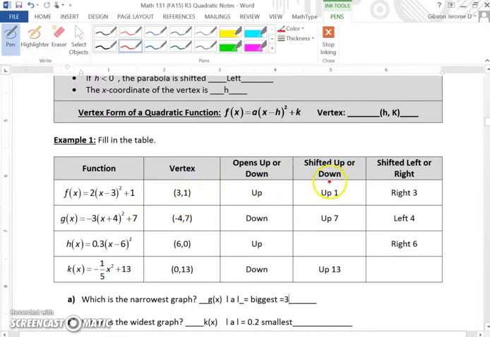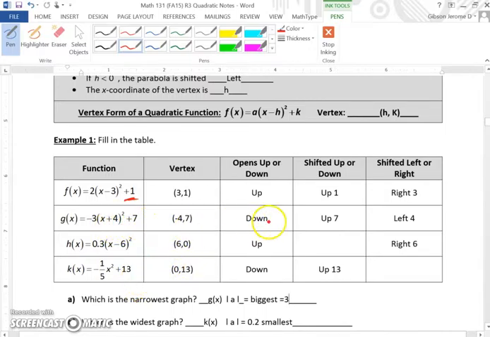Now, according to what we just read as far as those definitions that you will have to memorize or familiarize yourself with, it says that it opens up or down. This is going to open upward because your a is positive. Shifted up or down, it goes up 1 because your k is positive 1. And then shifted left or right, it's shifted to the right because your h is positive. Does everyone follow that?